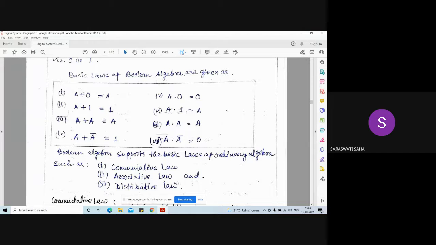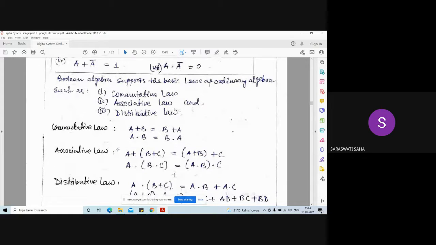So, this property is known as the dual property of Boolean algebra. Just replace 1 with 0 and 0 with 1, you will get the result. When both are A, you will get A on both sides. OR operation or AND operation, you will get A. Okay.